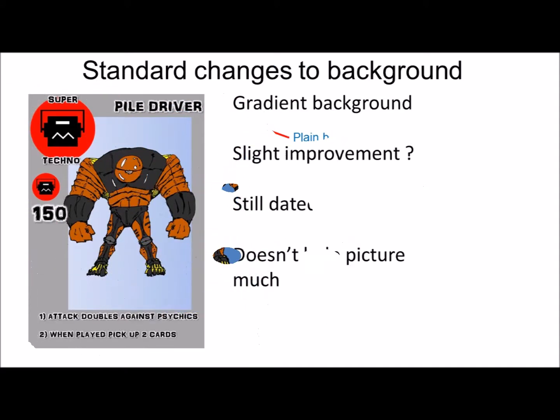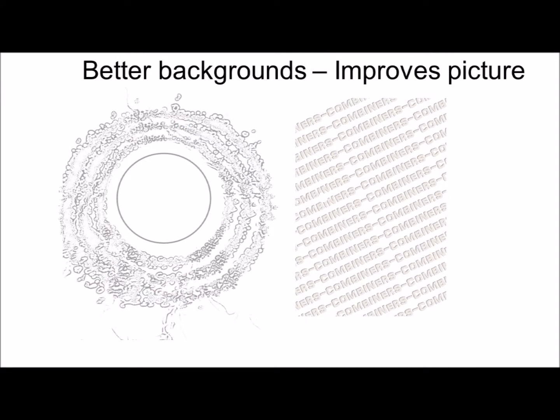A standard change to the background would be to give it a gradient background, but I don't tend to think these look that good. Whenever you print them out, they always still look a bit dated, and it doesn't really help the picture that much. So the first improvement was to put better backgrounds on it. On the left there I've put a sort of galaxy or some kind of sun, but I've put it in quite a faded colour so it doesn't take too much away from the drawing, but it puts something in the background.